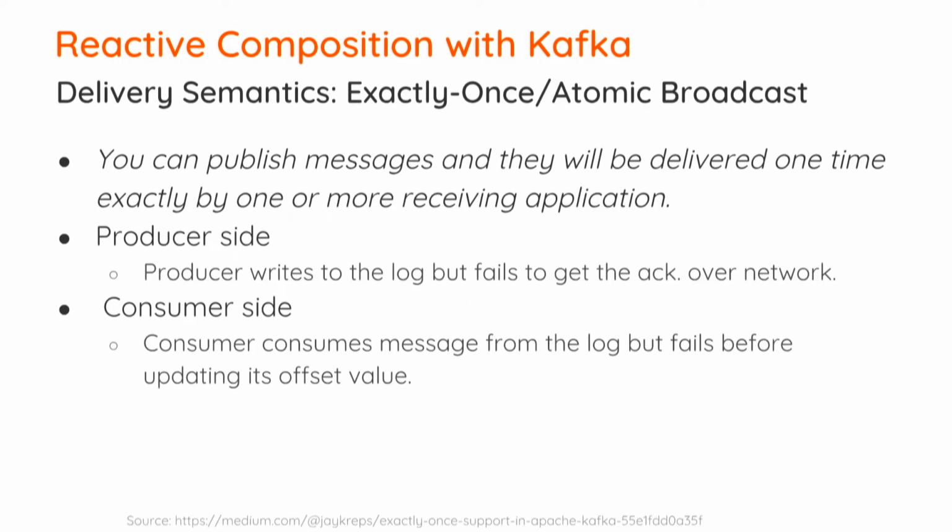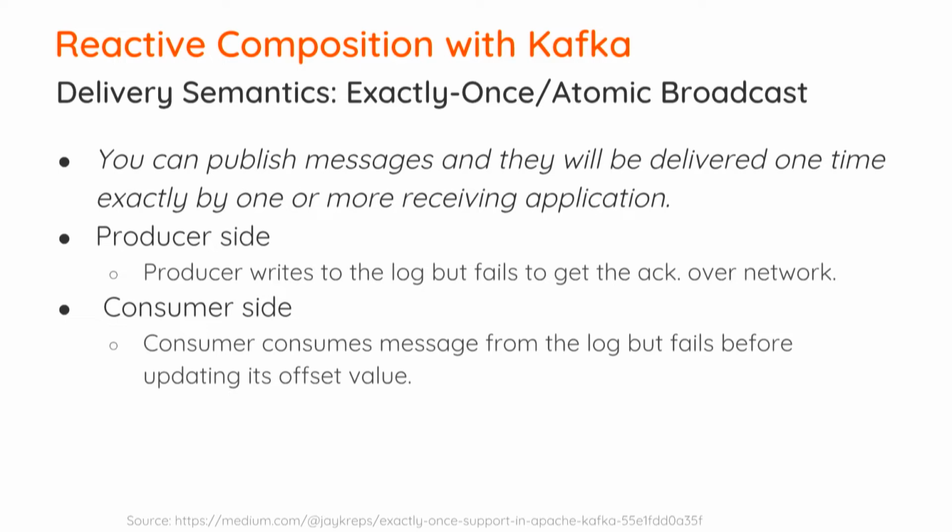Now, things get a little complicated when we have exactly-once delivery semantics. It was also discussed earlier. Exactly once has different definitions, but in this case what we are talking about is that you can publish messages from a given producer, and it ensures that the message is delivered exactly one time to the receiving application. This is a very common requirement if you are doing any kind of transactions.